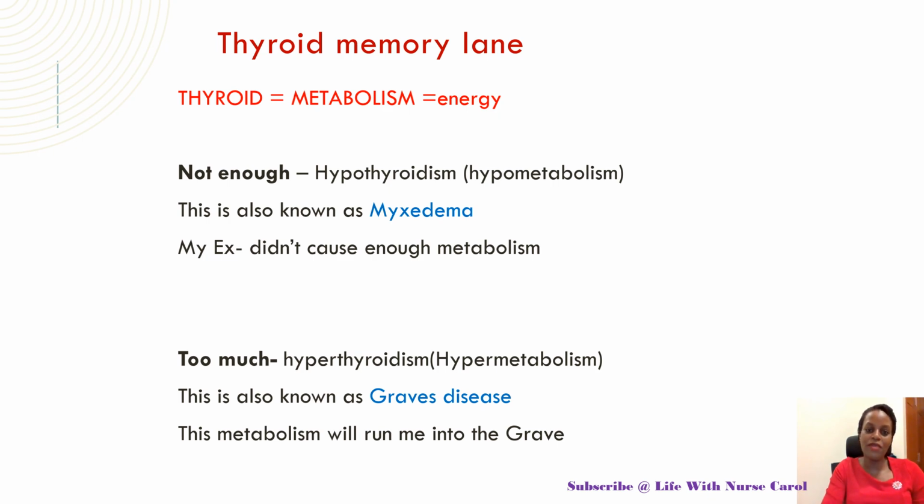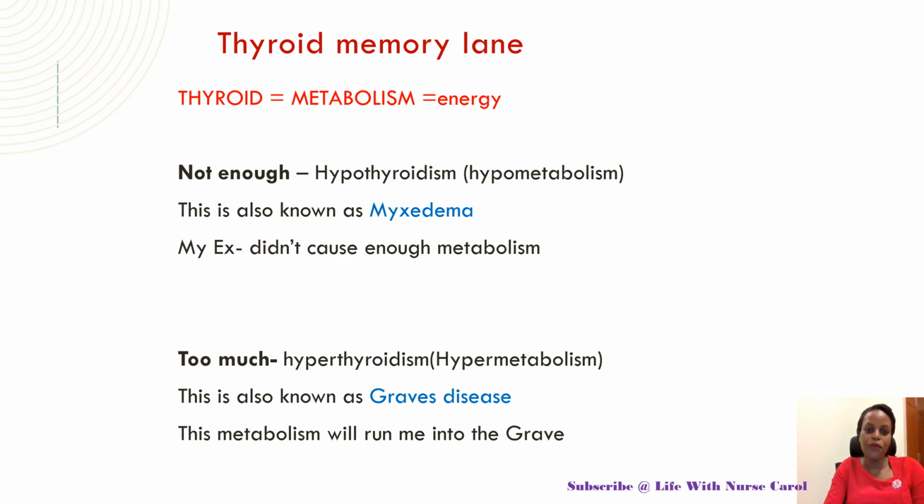So how do we remember the diseases and the effects of too much or too little thyroid hormone when they are released in the body? One, you should always remember that thyroid equals metabolism, and it's after metabolism that we get the energy. If, for example, I'm experiencing low metabolism, it means I'll have less energy. I'll be dormant, I'll be docile, I'll have no energy.